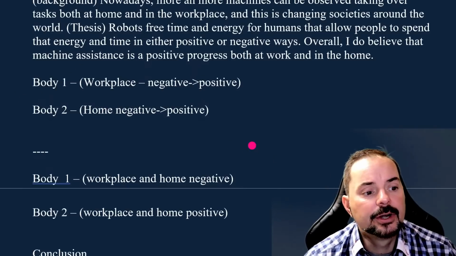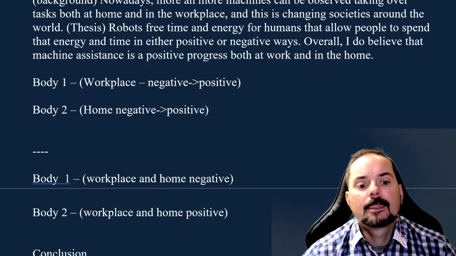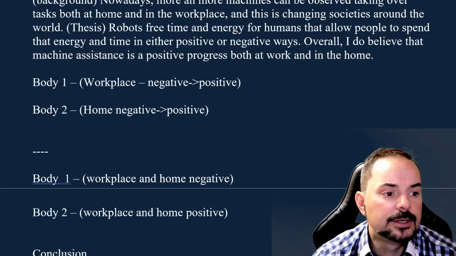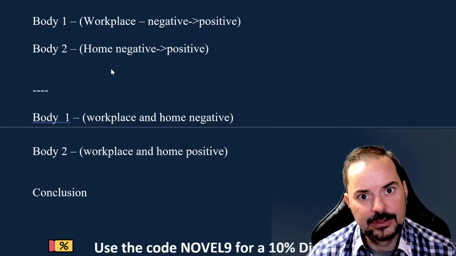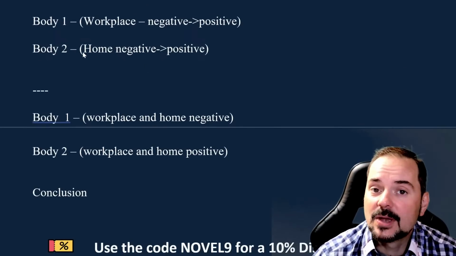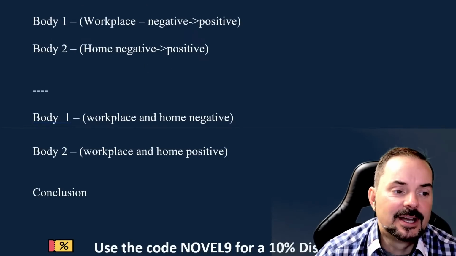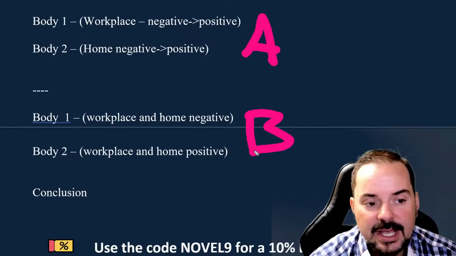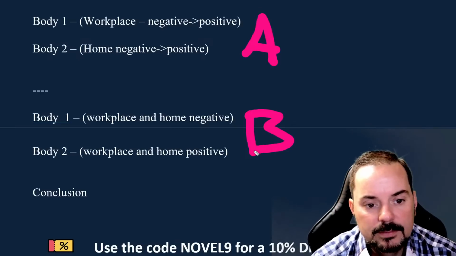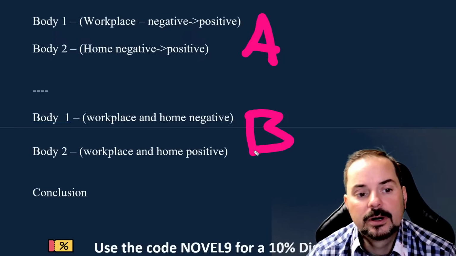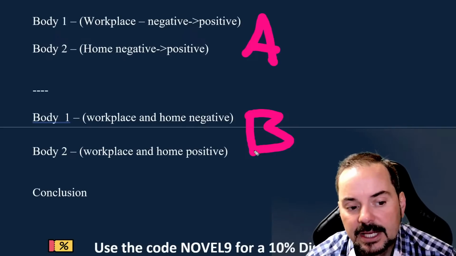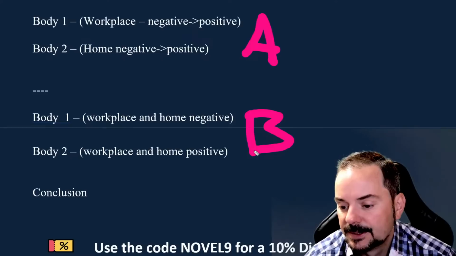Now, here, which one am I going to choose? So let's call this one. What do you think? What do you think? Think like Adrian moment. Doesn't mean you have to do it like me in this case, but which one do you think I will choose? So let's say that this is A and this is B. So will I choose A, write body paragraph about the workplace, negatives then positives, and then B, home negative and positive, or body 1, workplace, home negative, and then the same positive? What do you think?